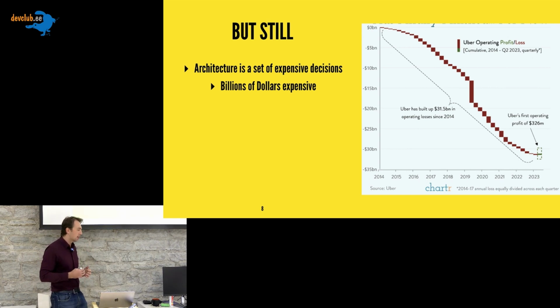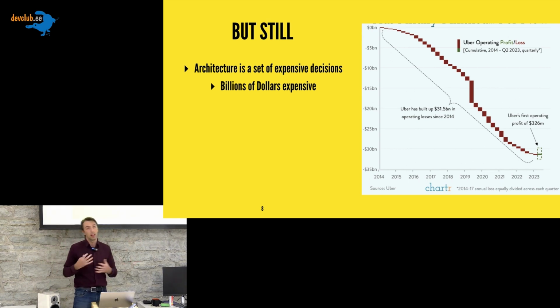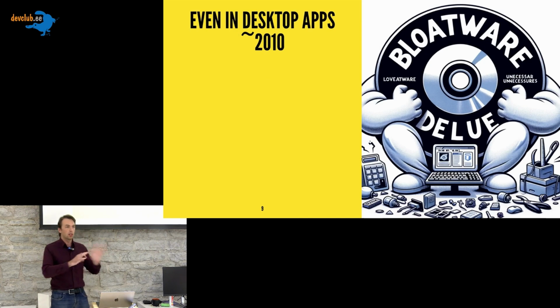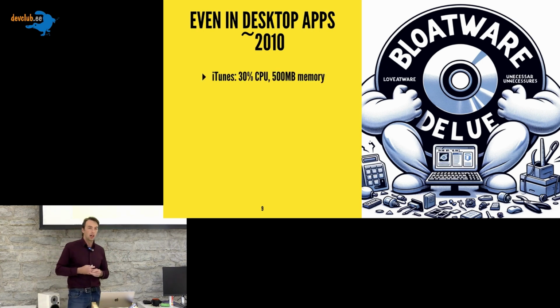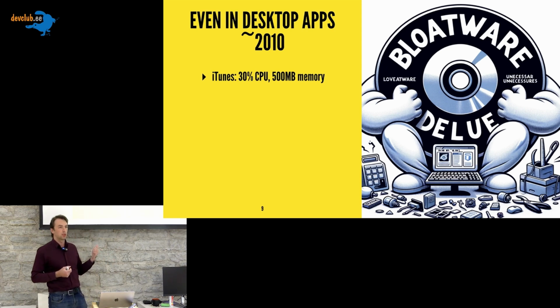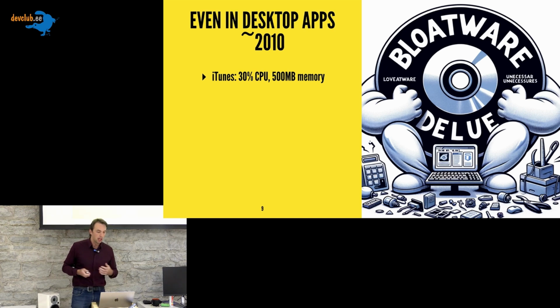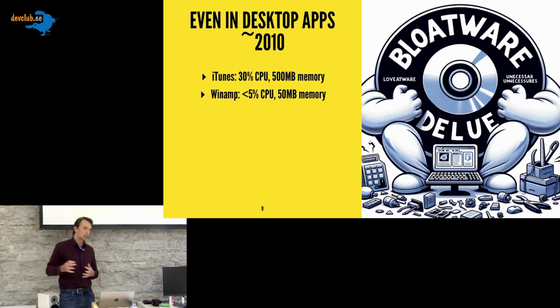The salaries are very high, but the solutions are overblown and they are not very operationally efficient. And this is a problem. We need to fight this. And it's not only startups or anything. It's everywhere. Even in desktop apps. For example, 15 years ago, if you checked out the iTunes application on the MacBook, you would see that it consumes 30% of CPU and half a gig of memory. If you compare it to Winamp on Windows, it's like 6 times less efficient than it can probably be doing the same thing, playing music, right?